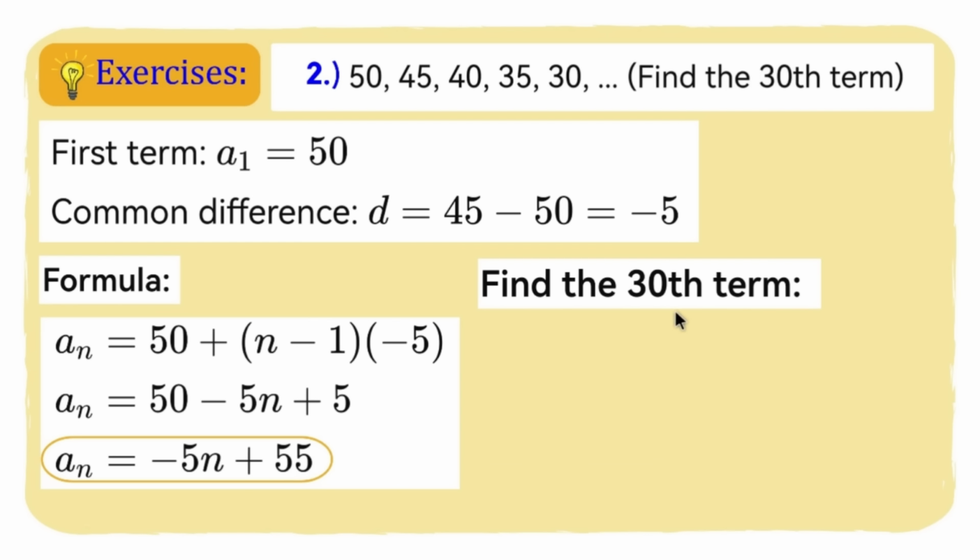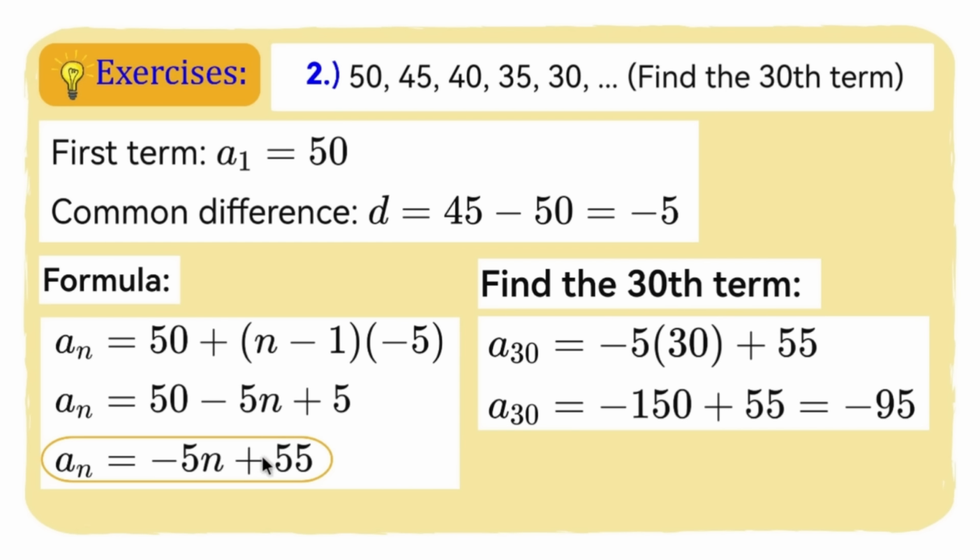Let's use that to find the 30th term. So let's just substitute in our formula. So n is 30. So negative 5 times 30, we will get negative 150 plus 55. You will get negative 95. This is the 30th term.